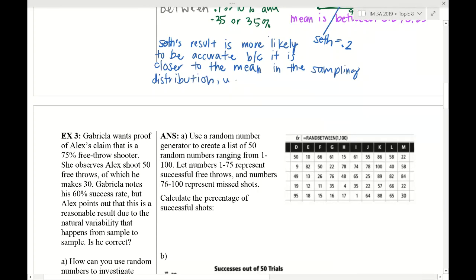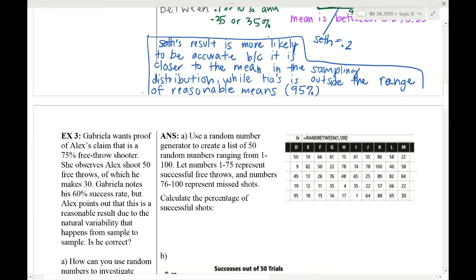while Tia's is outside the range of reasonable means. Remember, that's that 95% marker. So Seth's result is more likely to be accurate because it's closer to the mean of that sampling distribution.